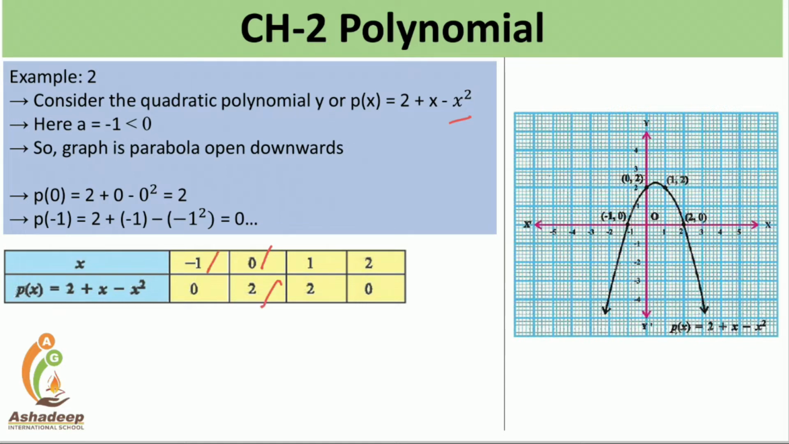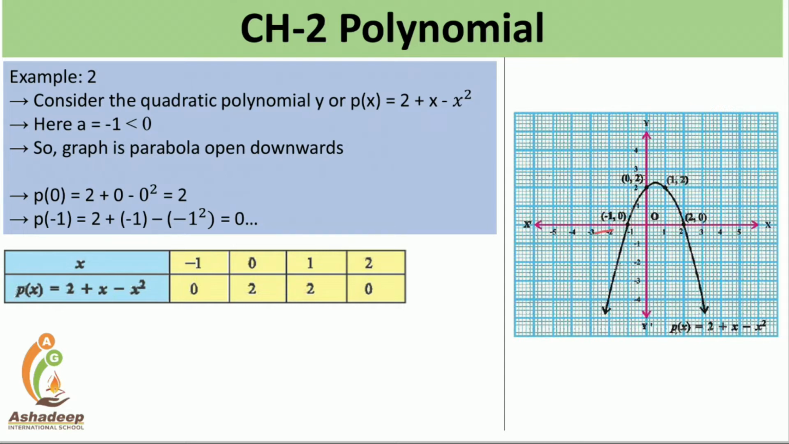Here I put minus 1, and it is going to be 0. If I put 1, I'll get 2. If I put 2, I'll get 0. Simply we have to replace the value of x in this polynomial. Now here I say a is less than 0. If it is less than 0, then the graph is a parabola, sorry, by mistake, it is going to be open downwards. It's a parabola open downwards.